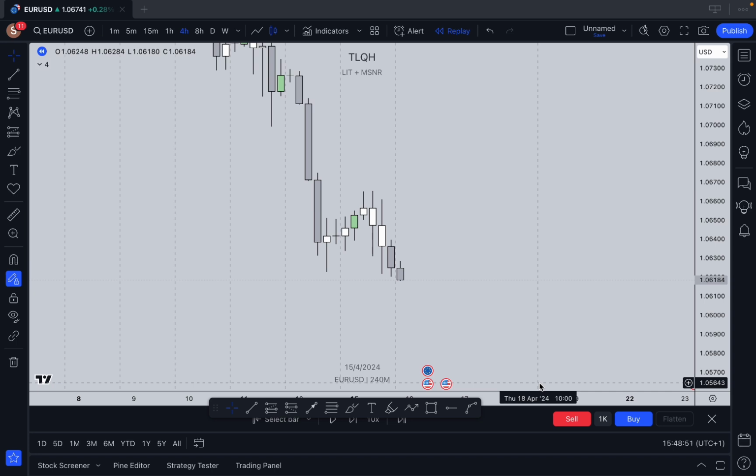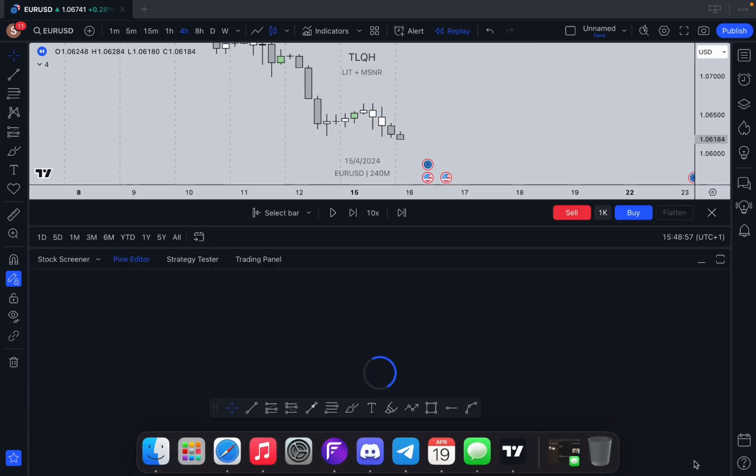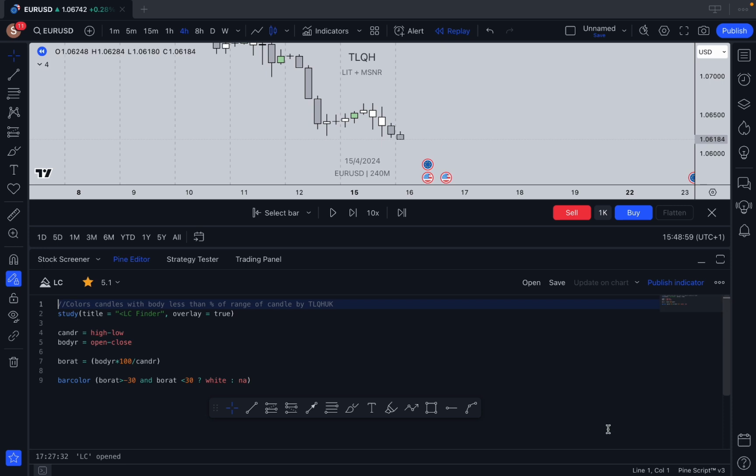So the main component that you are going to need for this strategy is this indicator right here. This is basically just highlighting the liquidity candles on the chart. Now, if you want access to this liquidity candle indicator, then you can find the code to it either in the comment section or in the description.